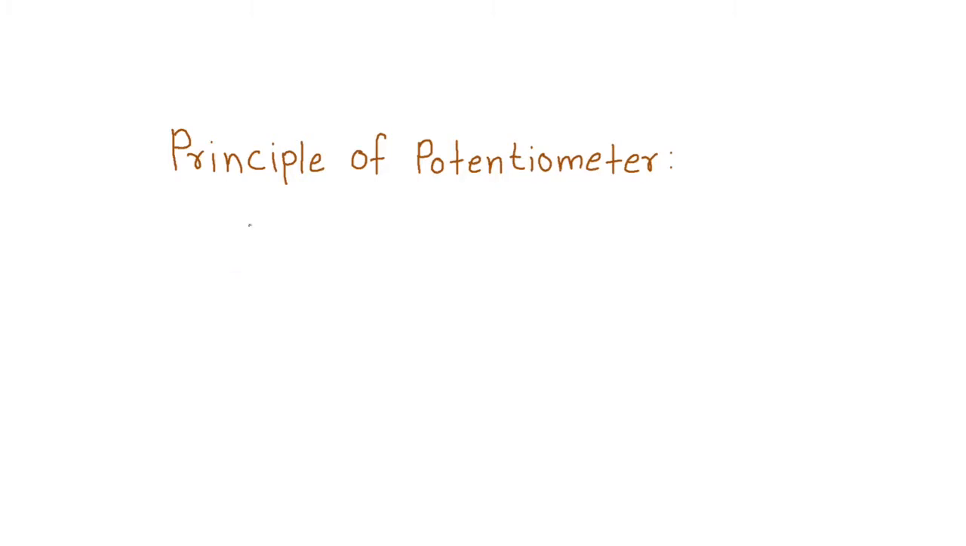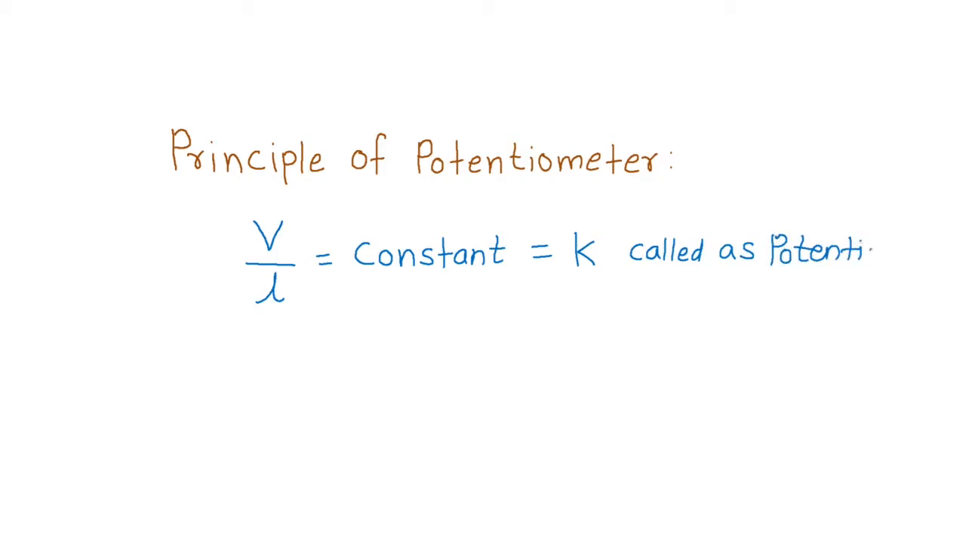That means V by L is equal to constant. That is equal to K, called as potential gradient. K is called as potential gradient.